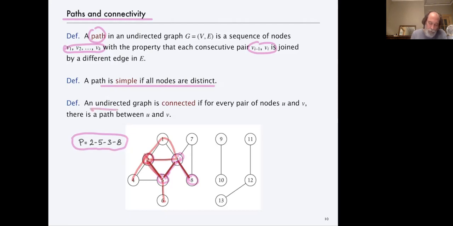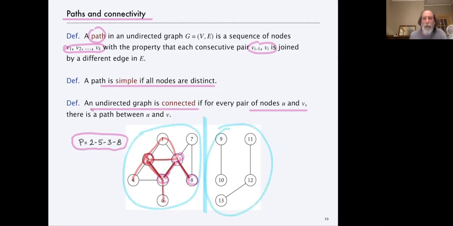All right, and an undirected graph is connected if every pair of nodes has a path between them. In other words, from any node, you can get to any other node in the graph. It's called connected. So if I view this drawing as two different graphs, this graph would be connected, and this graph would be not connected.